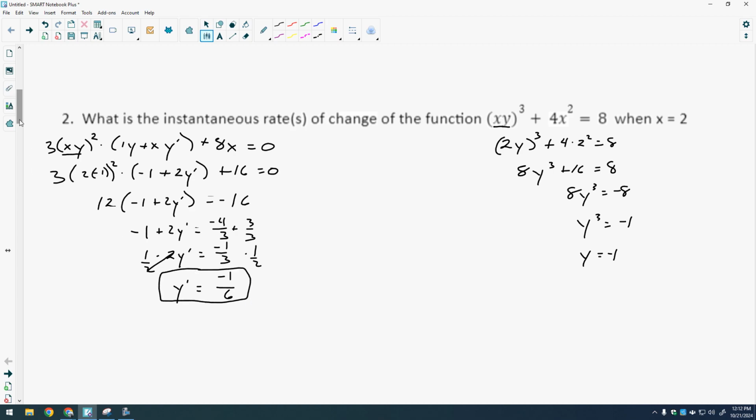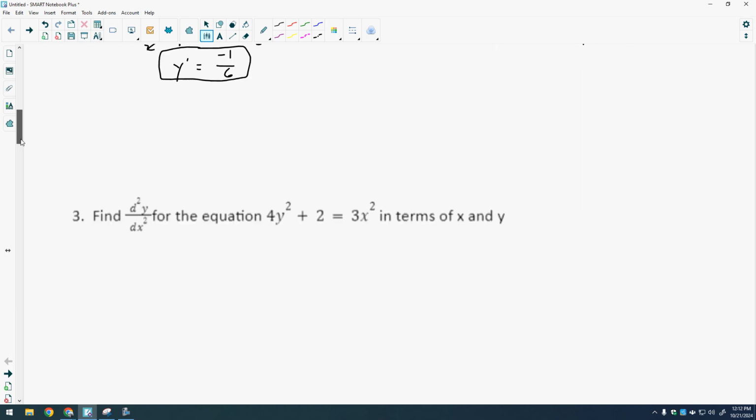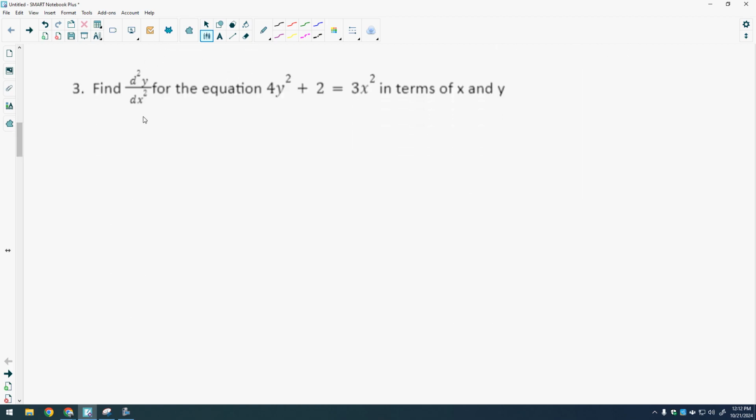Doesn't ask for an equation, just asks for the derivative. Okay, question 3. Find the second derivative. Well, my first step would be to find the first derivative. So the derivative of 4y squared is 8y.